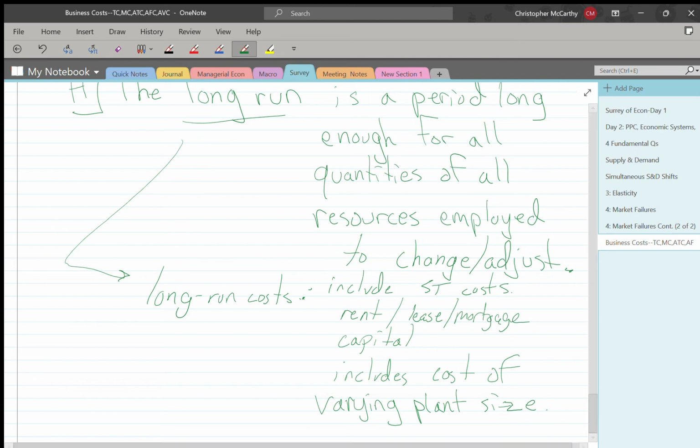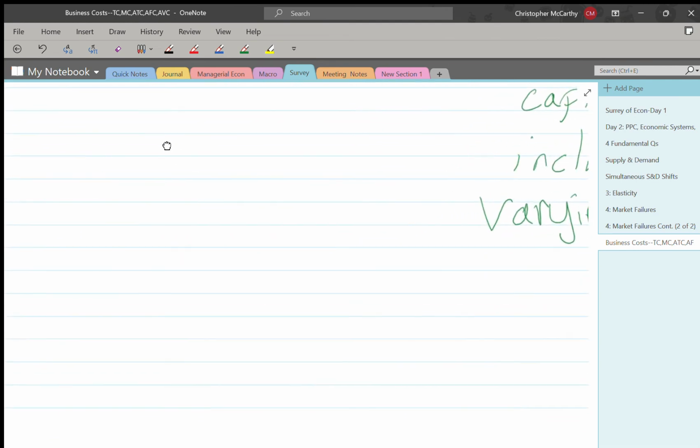So within all this stuff, we end up having a bunch of production relationships. And we're going to talk first about short-run production relationships, and then we'll talk about how those bleed into the long run.